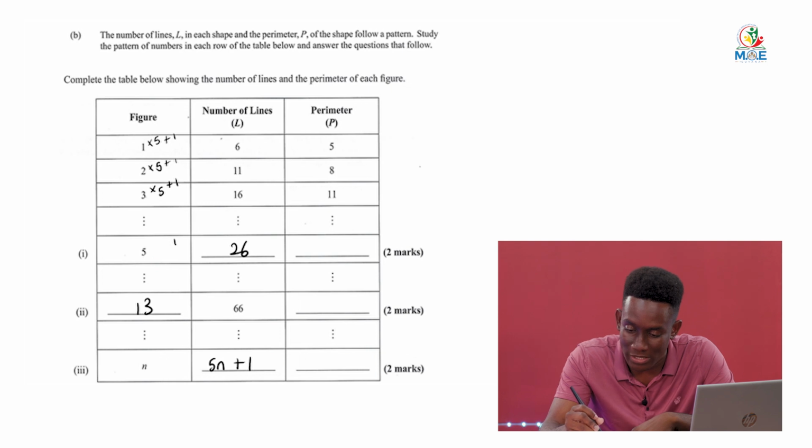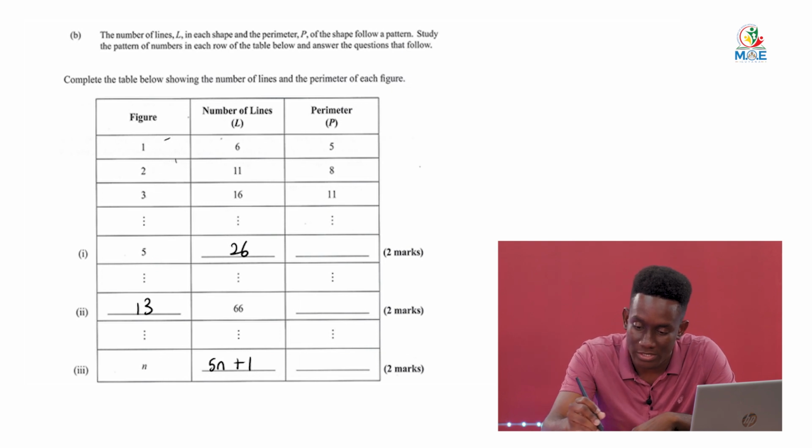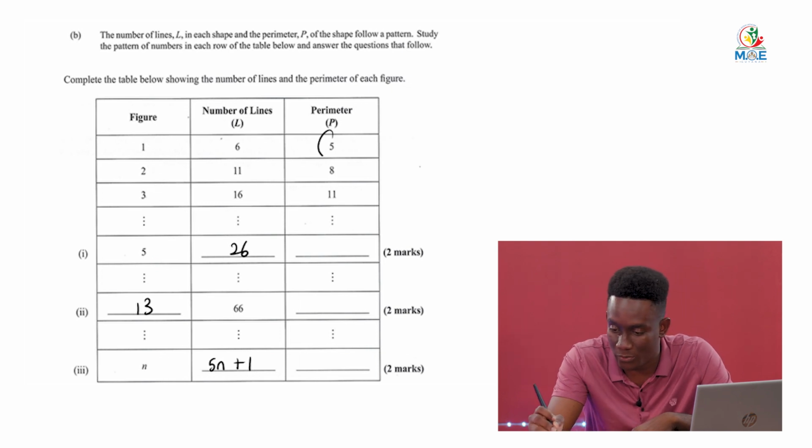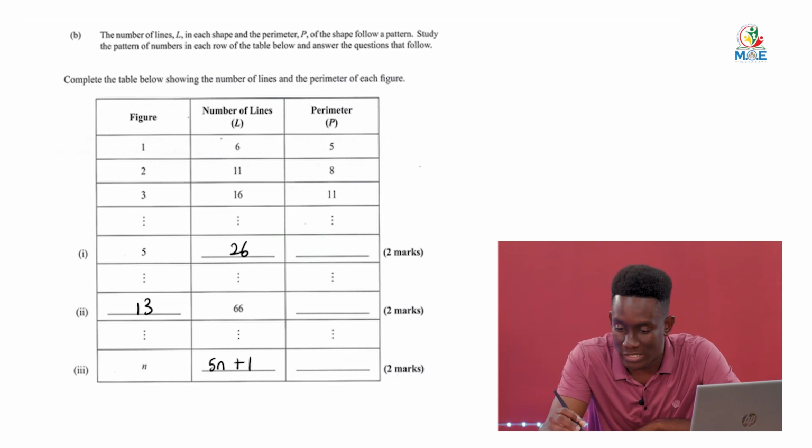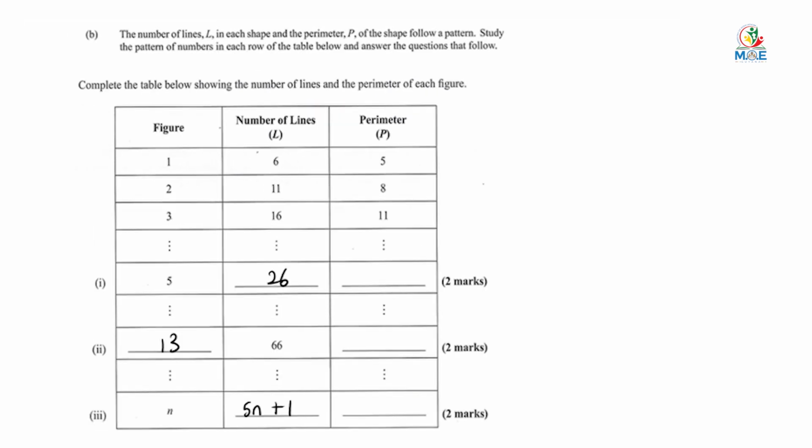So I completed that part of the table. So let's move on to the other part, which is the perimeter. So I see 6. Let's see if we can move from 6 to 5. So 6 subtract 1 would be 5. That works. 11 subtract 1 is 10, so that does not work. So we see to move from here to here, it's not working. So let's try and see how we can move from here to here.